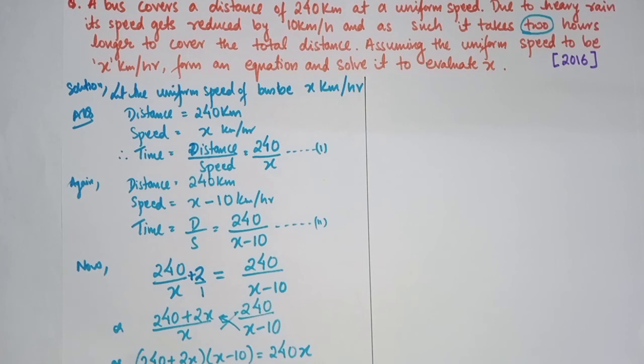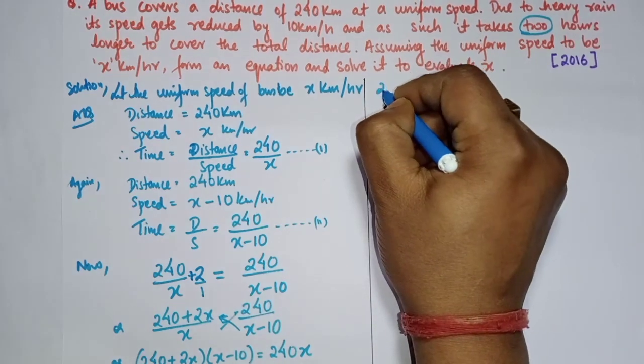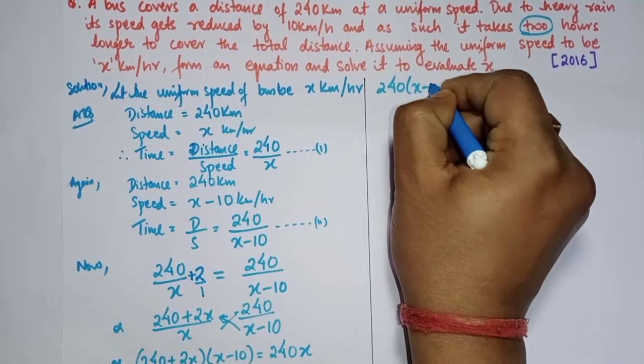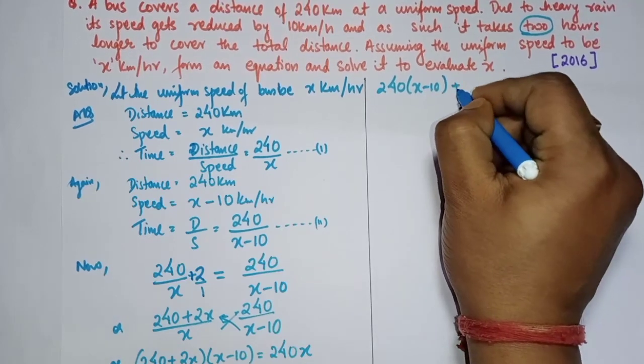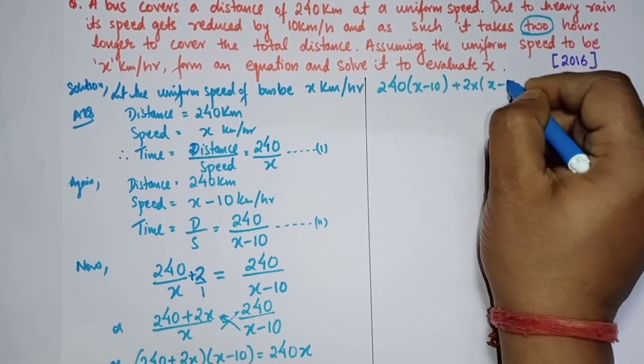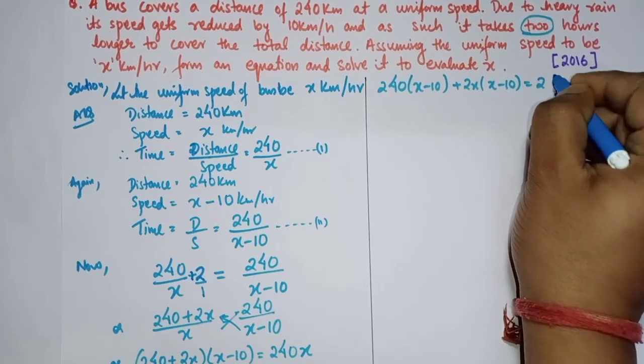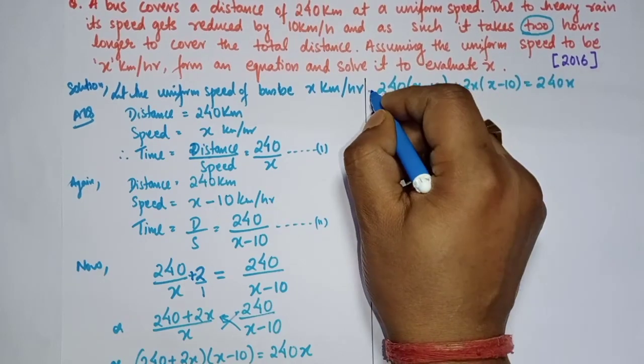Now this 240 you will multiply to this, so I'll do the longer way only, so that you will not make a mistake. 240 into (x minus 10), then plus 2x, what is that? x minus 10 equals 240x. So what will this be?